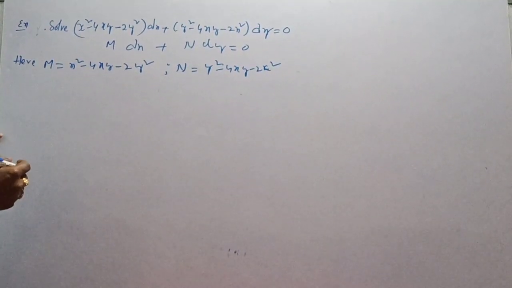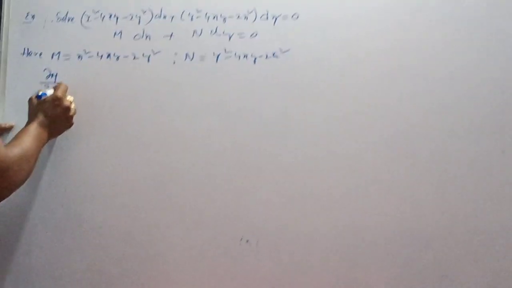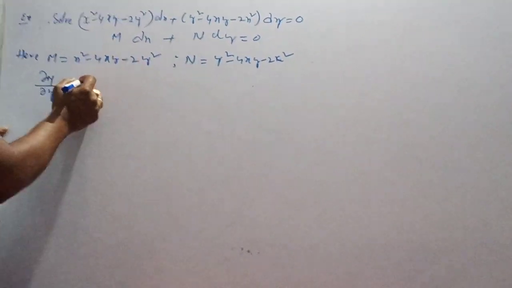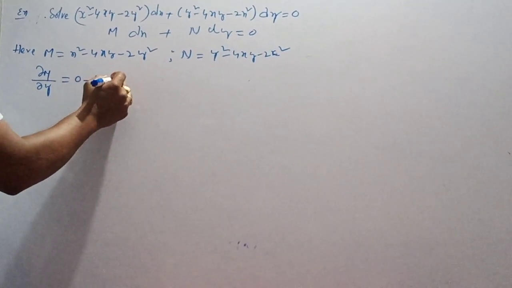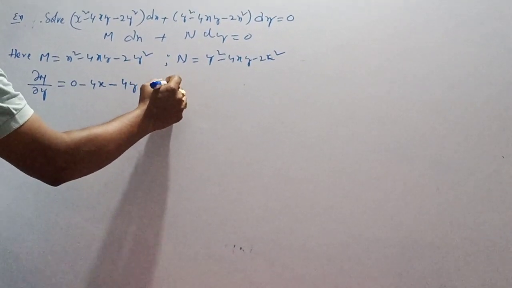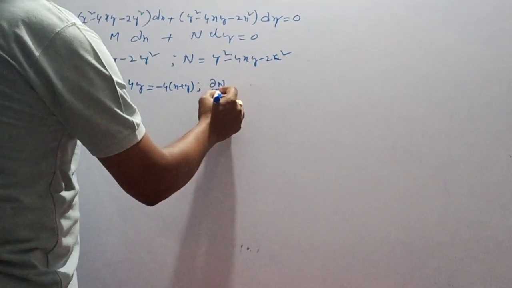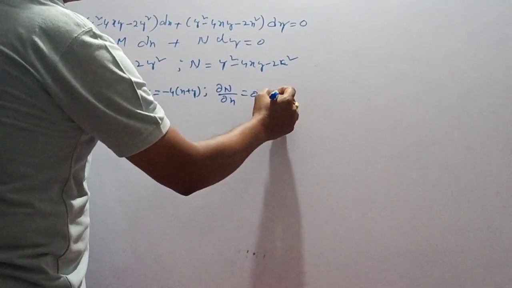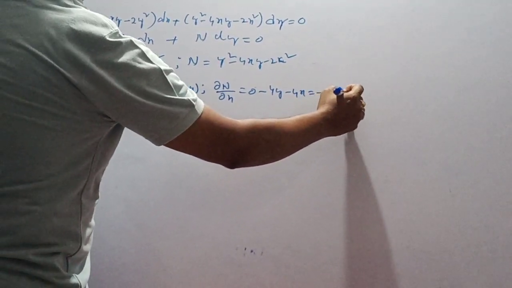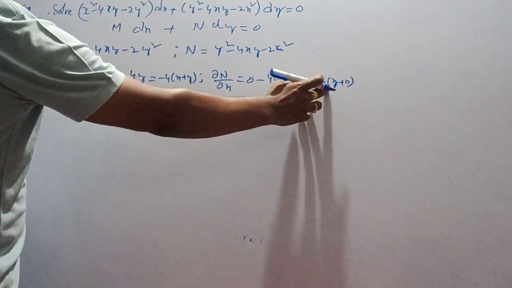Okay, using the necessary and sufficient condition for exactness, we require ∂M/∂y. Taking the partial derivative with respect to y: 0 - 4x - 4y, so this is equal to -4(x + y). Clear? And ∂N/∂x: 0 - 4y - 4x, so -4(y + x). Again, you observe this is -4(x + y) and this is -4(y + x).